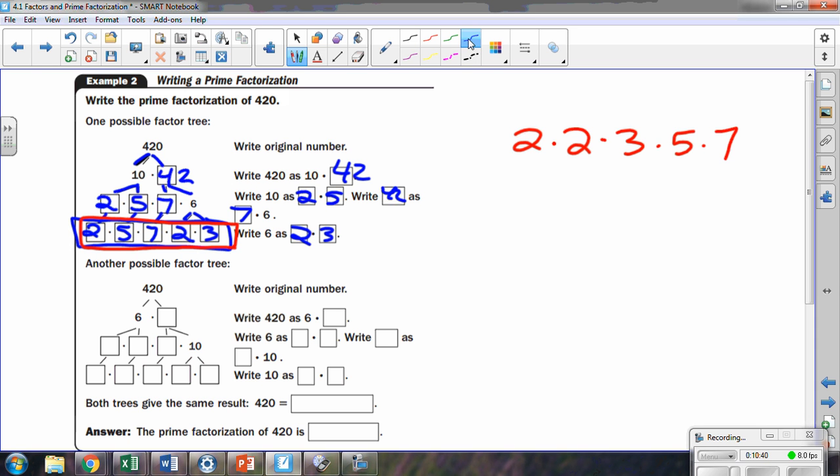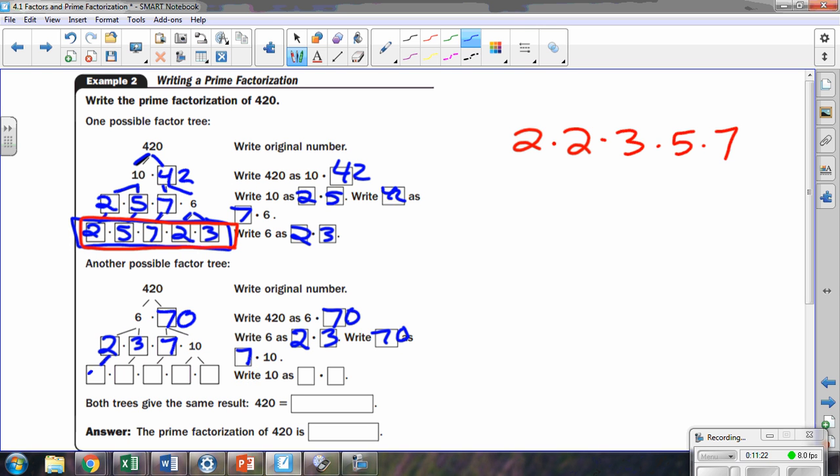Now I would like to of course note that's not the only way that we could have done a factor tree. We didn't have to start with 10 times 42. We could have started with 6 times 70. In that instance, we would split that 6 up, exactly as you told me earlier, DJ, with 2 times 3. But now we've got to split up 70. We could write 70 as 7 times 10, as you noted, Brenda, and then continue on downward.